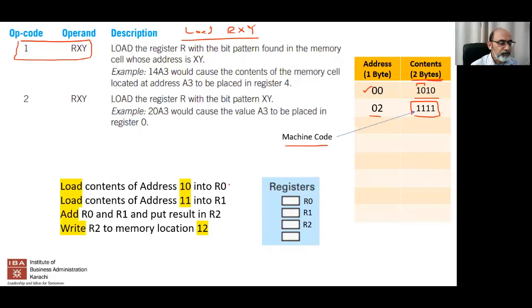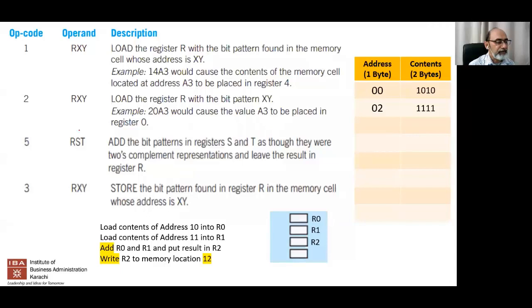Let's keep going. Now, what we want to do is add registers R0 and R1 and put the result into R2. Okay, so we want to add these two and put the result into R2. Clearly we need more instructions. So these two instructions are not going to do it. So let's look at more instructions.